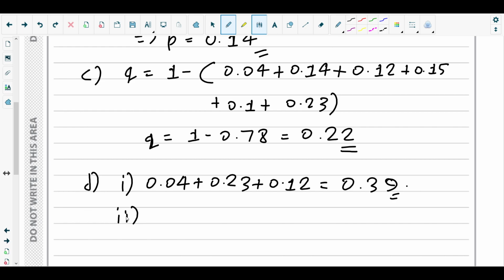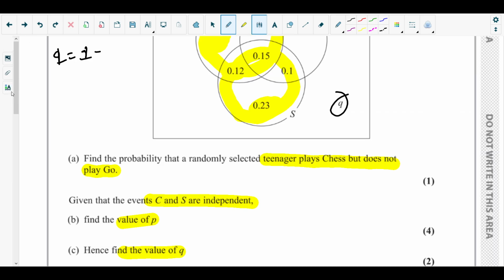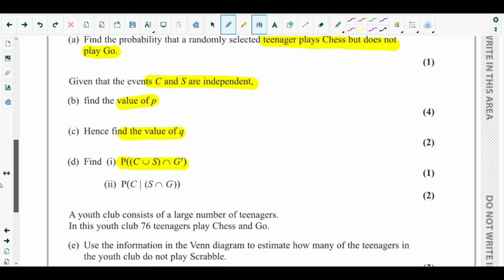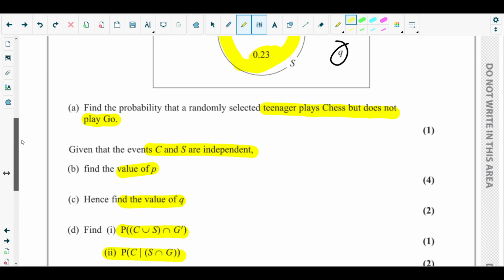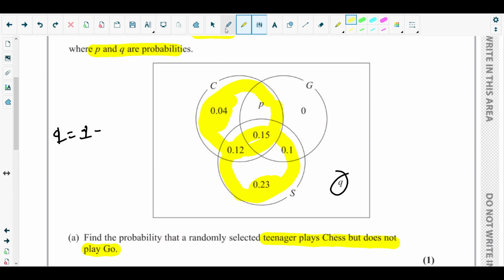Next, for part 2, they are asking us to find the probability of C given S intersection G. So which part is S intersection G? Which part is S intersection G?